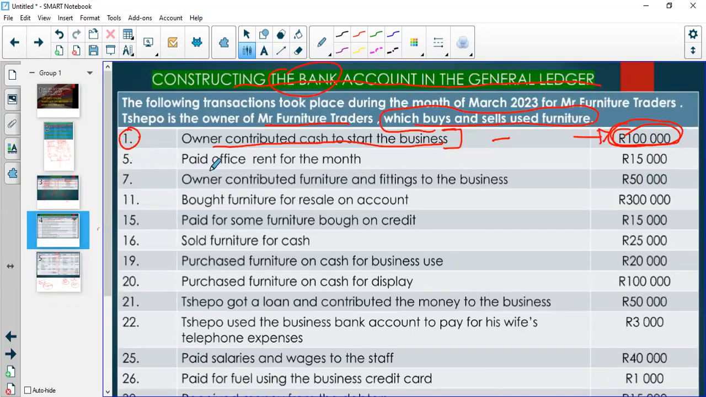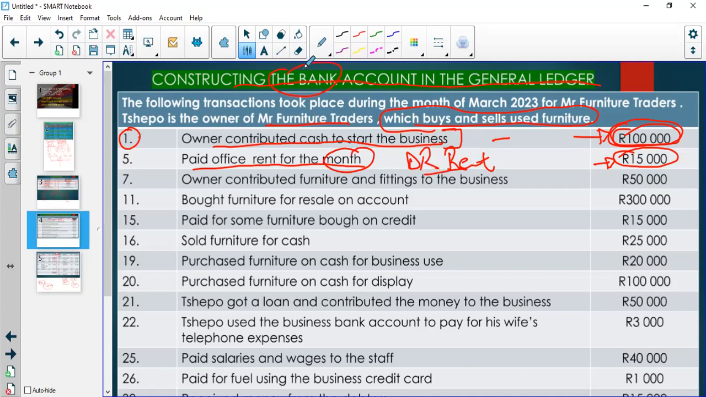Then we have number 2. We paid office rent for the month. This is 15,000. Right? So we're going to debit rent, because we are recording rent every month, right? So our rent has increased by 15,000. We want a record of the full history of the rent at the end of the year. So each month we're going to record a rent, because rent is an expense. It's going to be recorded on the debit.